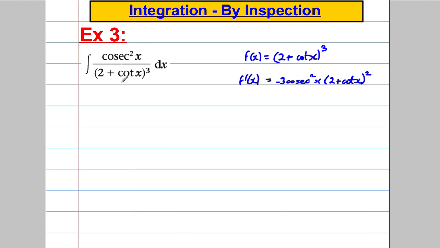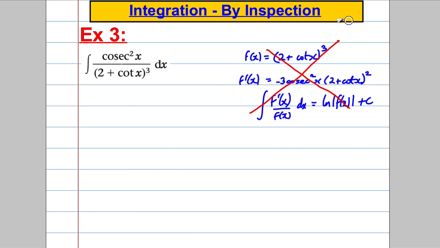So the top is not the differential of the bottom, so it's not of the form f dashed x over f of x, and hence a logarithmic answer. It's not of this form, but that's the first thing I'd like you to check. Partial fractions isn't an option here because it's trigonometric, so what we're going to try is see if this is one of the ones we were just talking about.